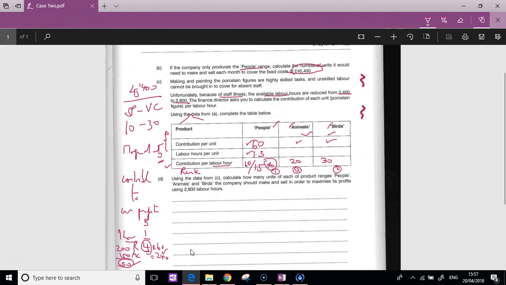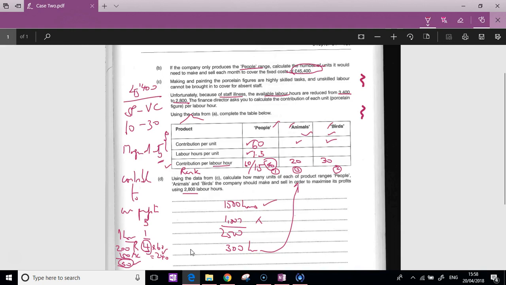So again, if you only have 2,800 hours, and we were going to make people first, the question we should ask is, how many hours do we need? We know we need 1,500 hours, so I'm going to make that first. Then if I was going to make birds, I'll find out how many hours I need to make birds. Say, for example, that was 1,000 hours. That's 2,500 hours, which means I only have 300 hours left to make animal. You need to work that out.